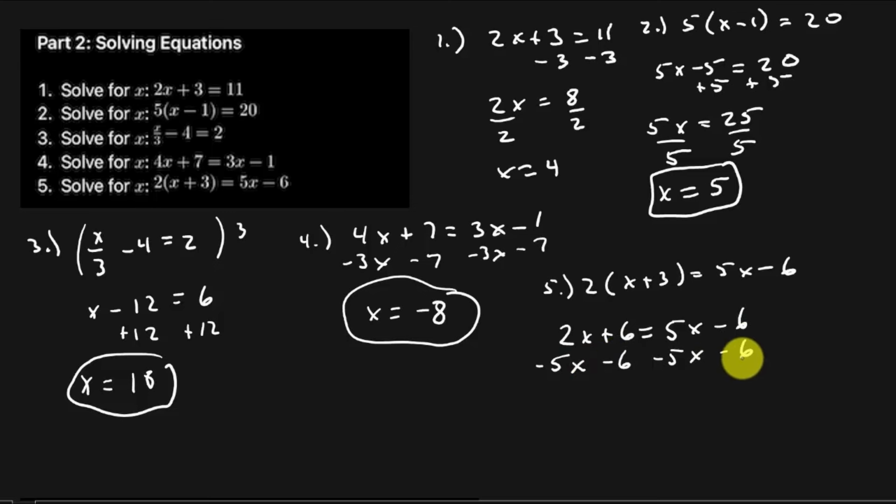Subtract 6 to both sides, so I get negative 3x equals negative 12. Divide everything by negative 3, I get x equals 4.